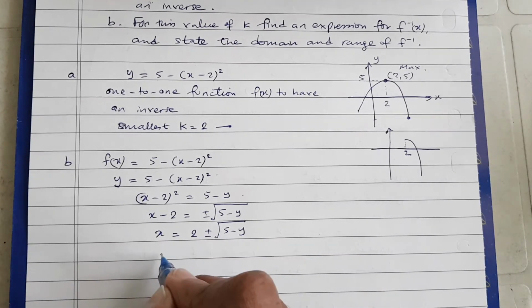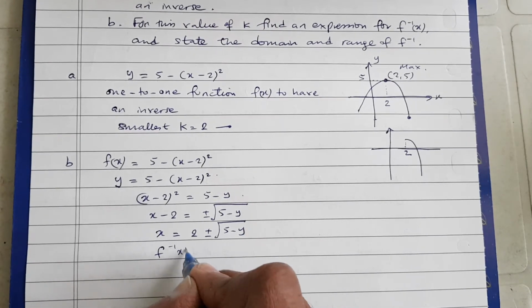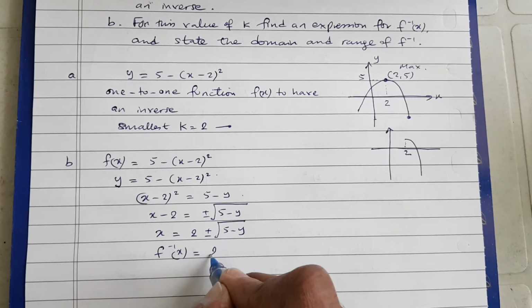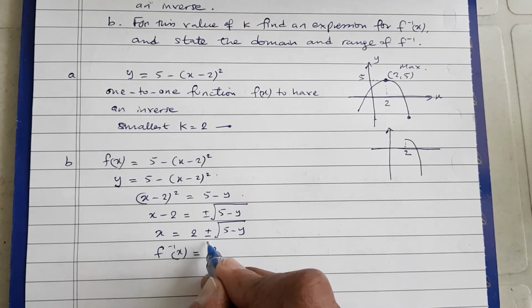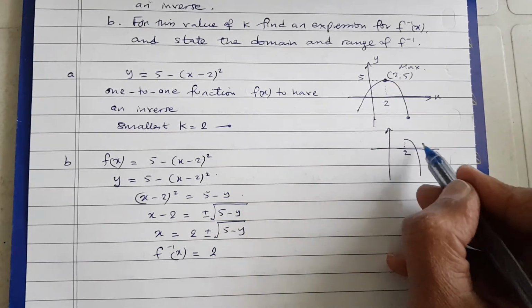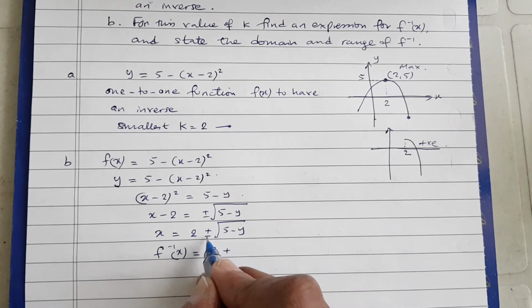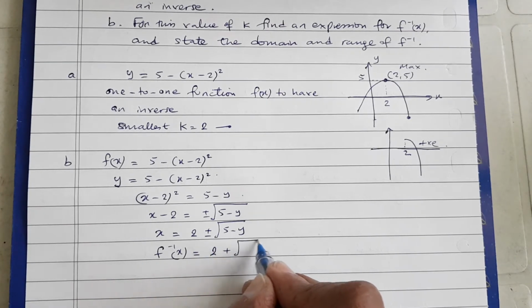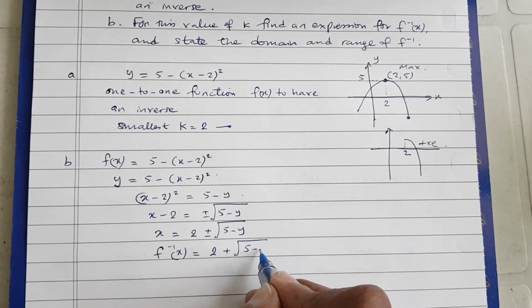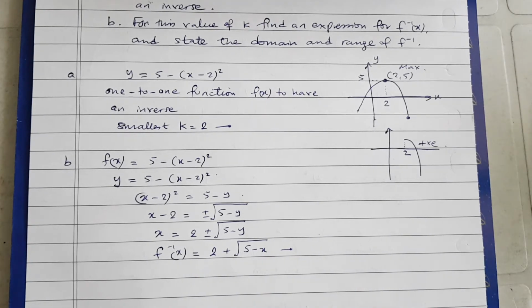In other words, f inverse of x is equal to 2, and there's a plus and a minus. We're moving in the positive direction here, so I'm going to say plus. I'm not going to take minus, so reject that one. So f inverse of x equals 2 plus the square root of 5 minus x. Now that's the inverse.